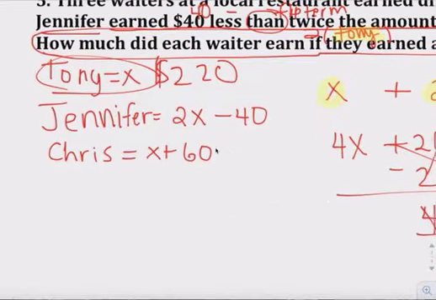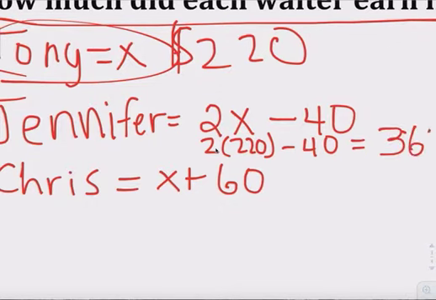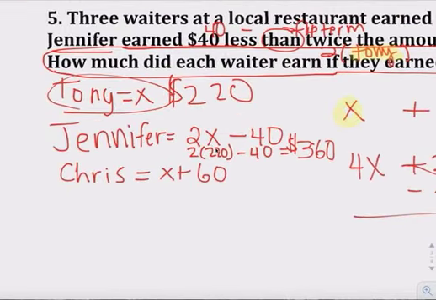If Tony makes $220, then Jennifer is 2 times 220, what Tony makes, minus $40. So if you put that in a calculator, 2 times 220 minus 40, you get $360 for Jennifer. And then 220 plus 60, that's $280 for Chris. So Jennifer makes the most. You add it up, that's 500.